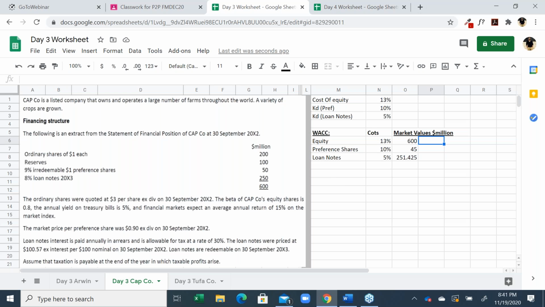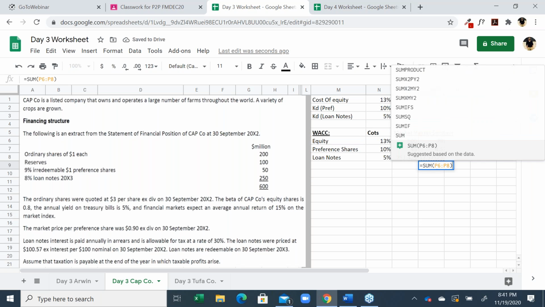Now, what we should do, we should first calculate how much we will be paying to our investors. We'll be paying them 13% return, right? And their investment value is 600. So we'll be paying 13% of 600 to our equity investors for the whole year, and it is going to be 78 million. Similarly, to our preference shareholders, we'll be paying 10% of their investment value, which is 45 million, so 4.5.